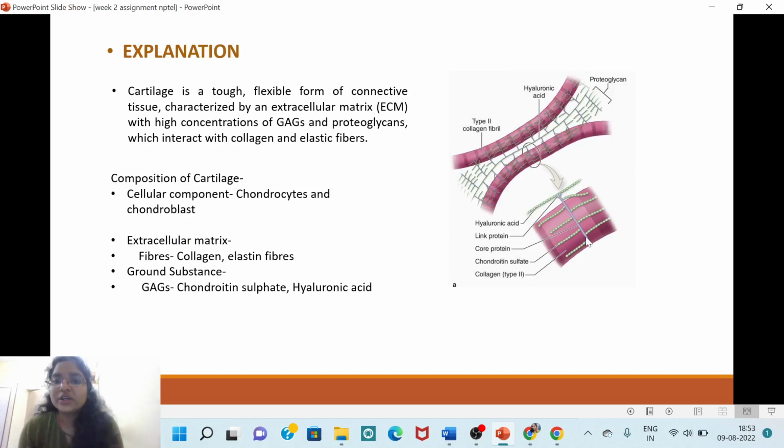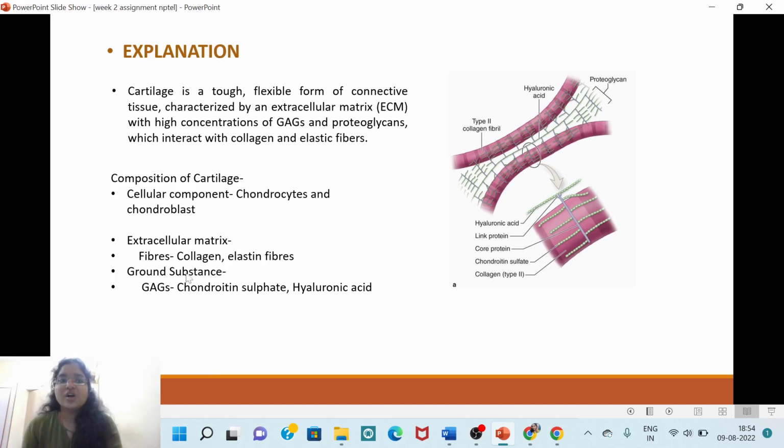So first of all, what is cartilage? Cartilage is a tough and flexible form of connective tissue found in our extracellular matrix, and extracellular matrix has two components highly present in them, that are the glycosaminoglycans, known as GAGs, and proteoglycans, which interact with the collagen and elastin fibers in them. We've already discussed previously, collagen and elastin are parts of the extracellular matrix of our body, right?